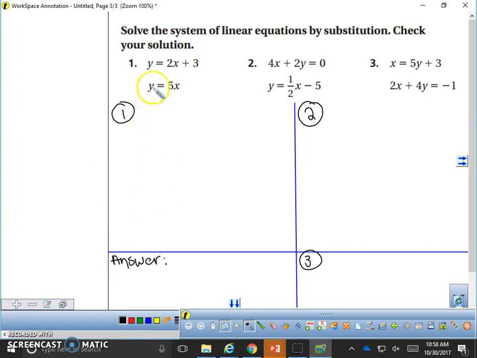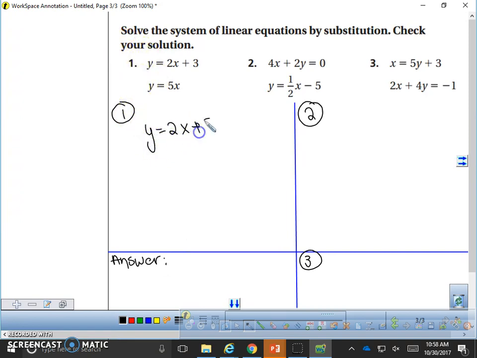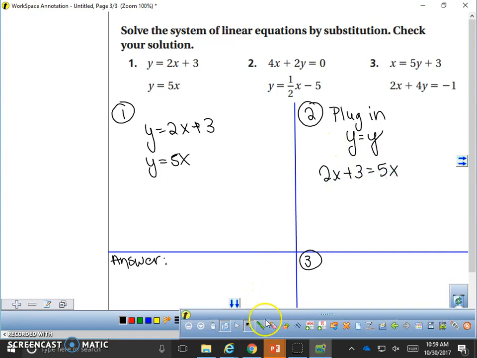Okay. Step 1, solve one of them for y. So in example 1, we already have both of them equaling y. So we're good to go to move on to step 2. Step 2, plug in. We're going to start off with the fact that y is equal to y. So 2x plus 3 equals 5x. I didn't make up numbers. I grabbed the two expressions and set them equal to each other, this y and that y. All right, plug in and solve.